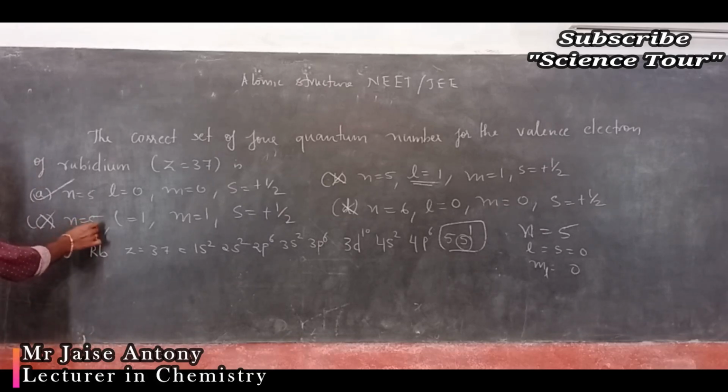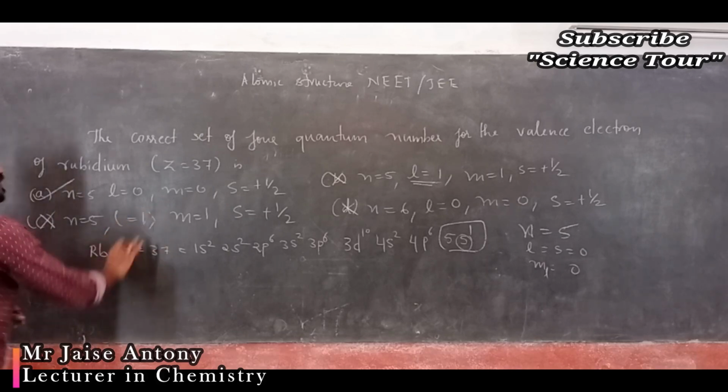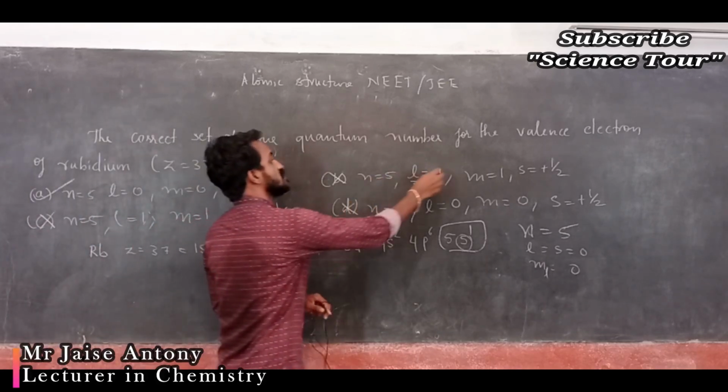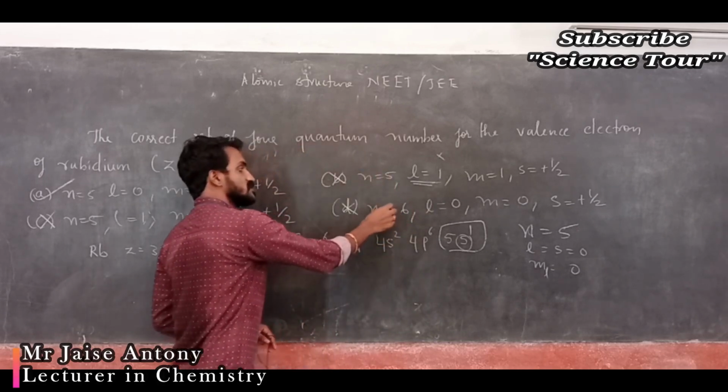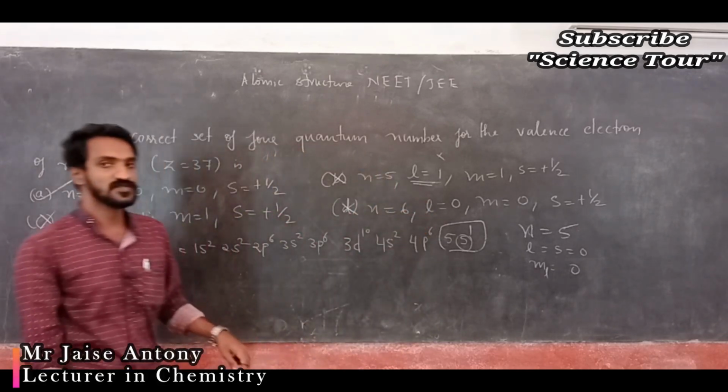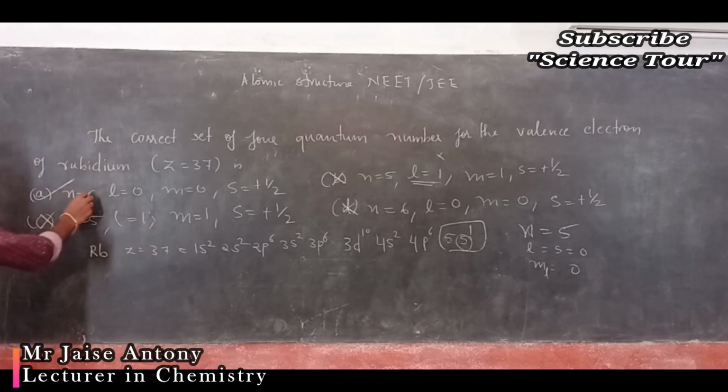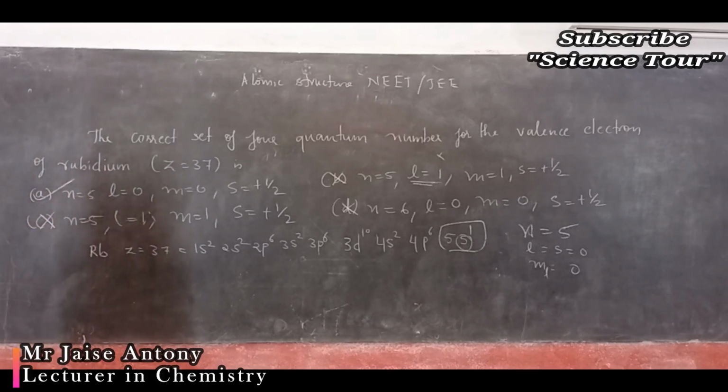But this is wrong. n is equal to 5, l is equal to 1 is given. This is wrong. And here n is equal to 5, l is equal to 1, this is wrong. Understood? Here n is equal to 6, this energy level itself is wrong. So this is the correct set of quantum numbers for atomic number 37: n is equal to 5, l is equal to 0, m is equal to 0, s is equal to plus half. Very simple.